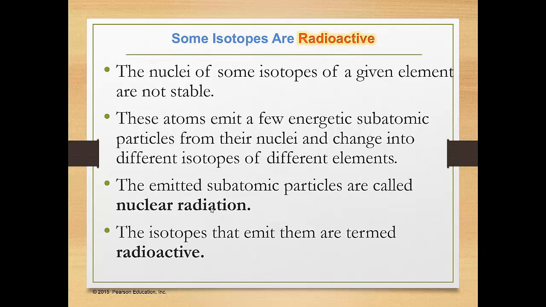This is radioactive decay. Okay, so the particles that get emitted by these radioactive isotopes, that's your nuclear radiation, and the isotopes that emit them are called radioactive isotopes. So we're familiar with that term, but you may not have been aware of where that was coming from. And that's what's going on.